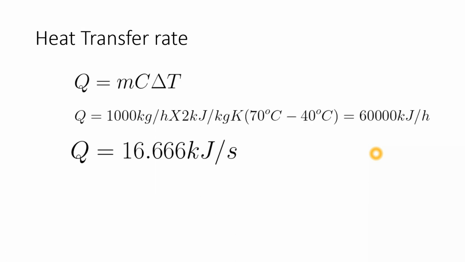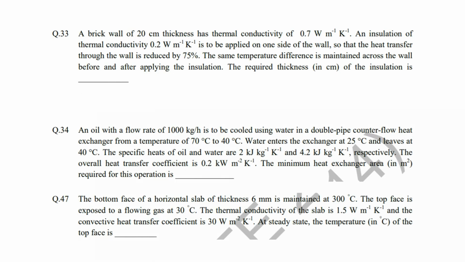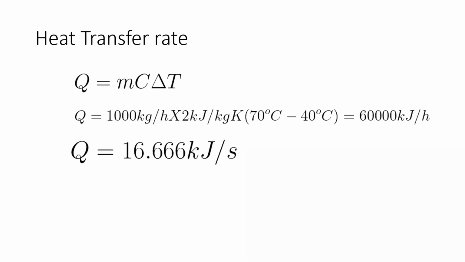This is the LMTD. Now heat transfer rate, Q is equal to M C delta T, right? M is the oil flow rate, 1000 kg per hour, and specific heat for oil is 2 kilojoule per kg Kelvin. So 1000 kg per hour into 2 kilojoule per kg Kelvin into 70 minus 40 for oil, we will get 60,000 kilojoule per hour. We will divide it by 3600 to convert it into kilojoule per second, so we will get 16.66 kilojoule per second. Why am I doing this? Since we want to convert it into kilowatt, since joule per second is a watt, right?